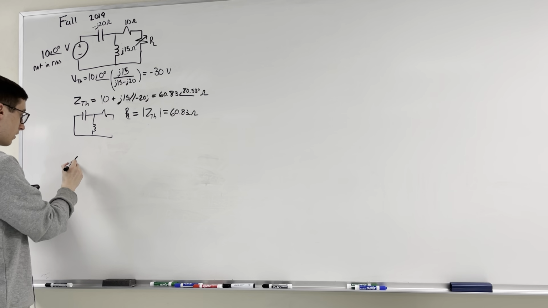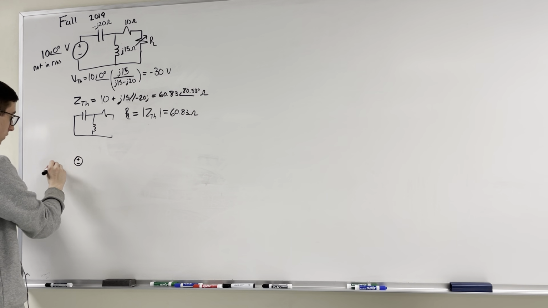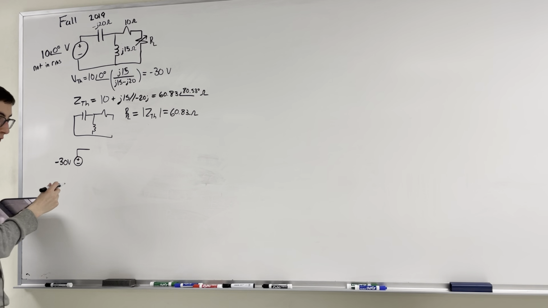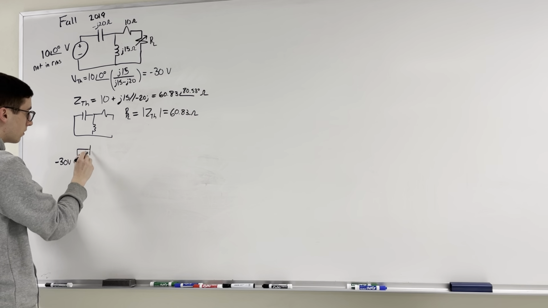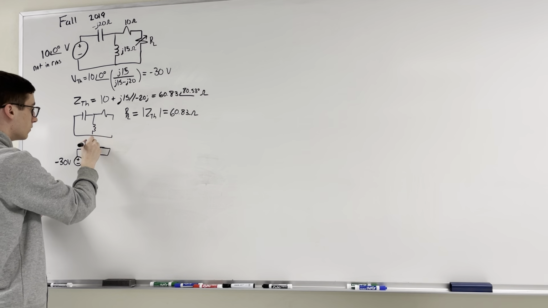So we'll have our voltage source that is going to be negative 30 volts. That is going to be with a load that's going to be equal to this. So it's going to be 60.83 at 80.53 degrees. And in series with that will be a resistor, which is equal to 60.83 ohms.